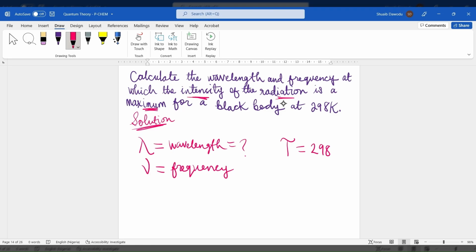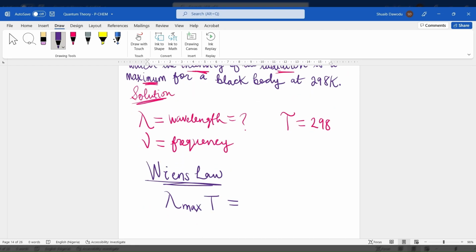Now, when you see intensity and maximum and you're dealing with black body radiation, what they're actually asking you to use to solve for questions like this is something called Wien's law. Basically, Wien's law is the wavelength at the maximum times the temperature is equal to a value, 2.9 times 10 raised to the power of negative 3 meter Kelvin.